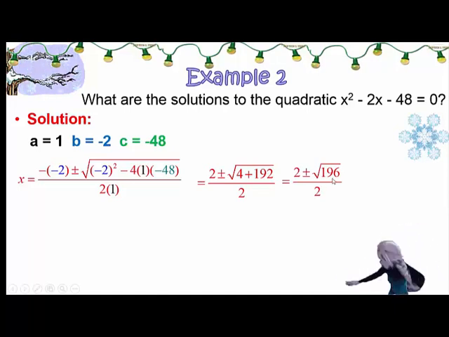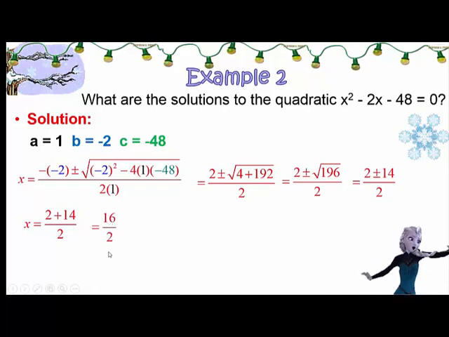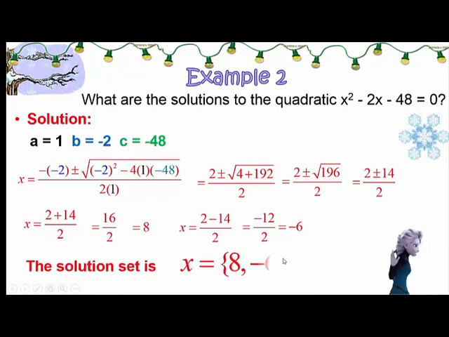And it turns out that 196, the square root of 196, is a perfect square, so we end up with 2 plus or minus 14 over 2, and then we have our two answers. 14 plus 2 over 2 is equal to 16 over 2, and that gives us 8. And then for the minus one, we have 2 minus 14 over 2, and that gives us -12 over 2, and this gives us -6. So our solution set is 8 and -6.